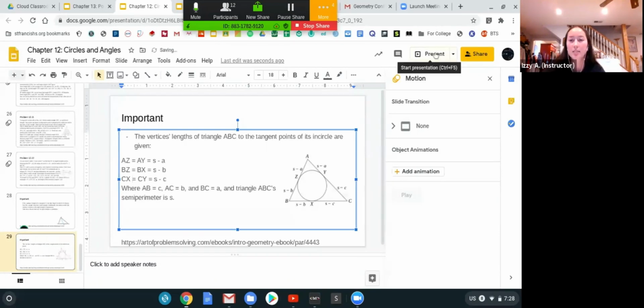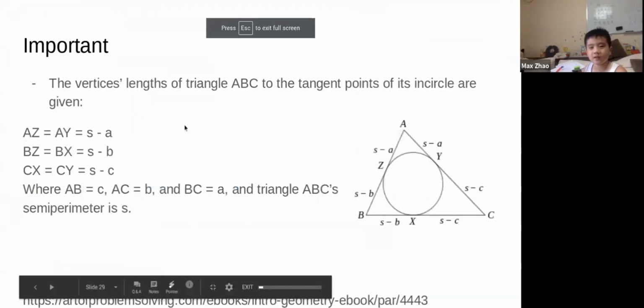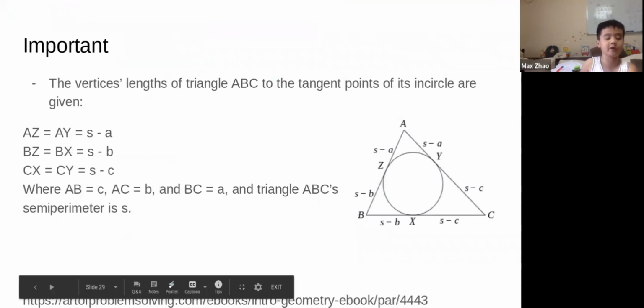S minus C. Can I ask a question? Yes. What does semi-perimeter mean?